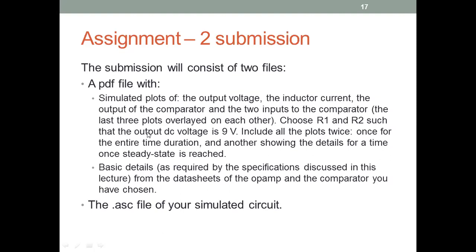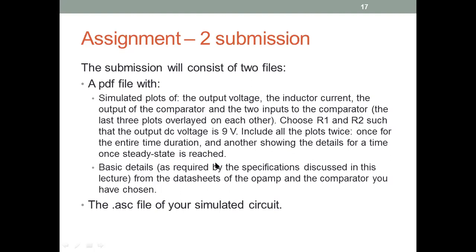Choose R1 and R2 such that the output DC voltage is 9 volts. So this is the highest possible voltage. And then, like the first assignment, draw these plots twice. Once for the entire duration of your simulation, another showing the details once the steady state is reached, so you can see the actual triangle wave and the square wave and the DC voltage.